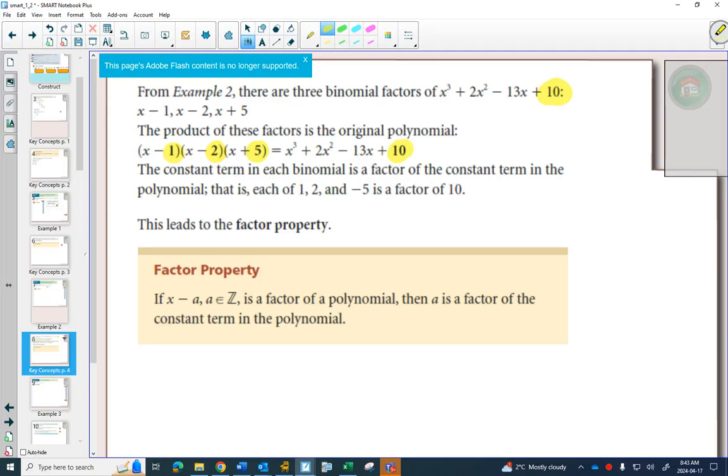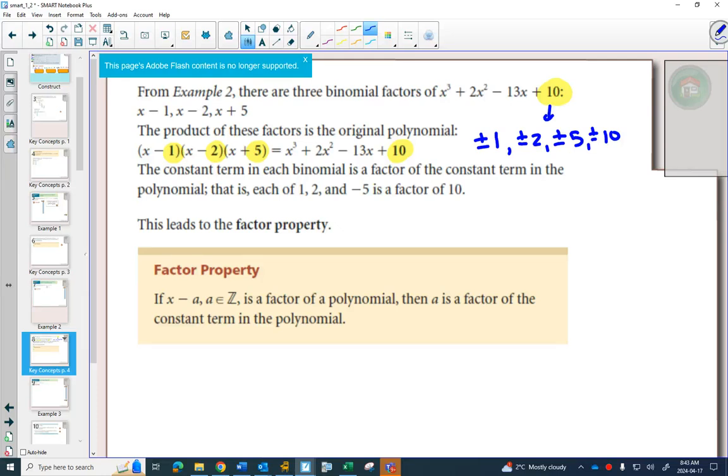So the last number here would tell us our possibilities could be plus or minus 1. It could be x plus 1 or x minus 1. It could be plus or minus 2, plus or minus 5, or plus or minus 10. And what we need to find out is which one of those gives us a zero remainder, either with synthetic division or with the remainder theorem where you plug it in.